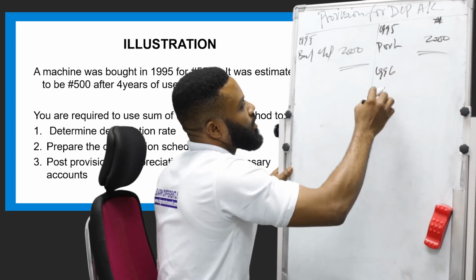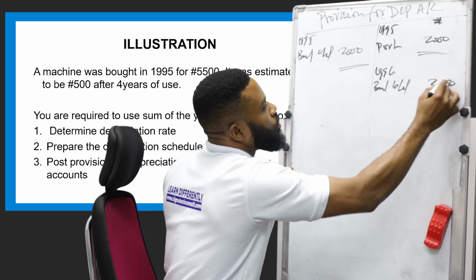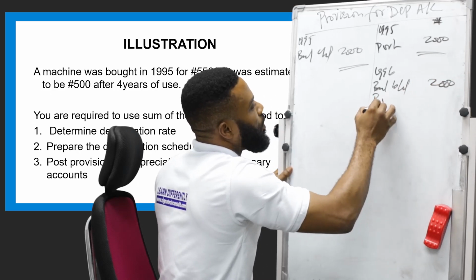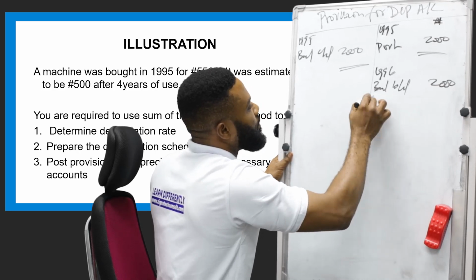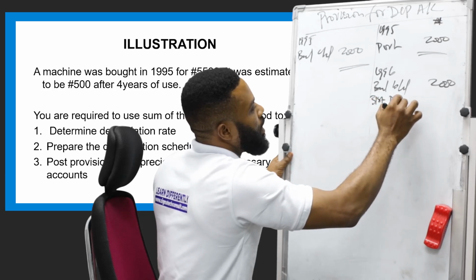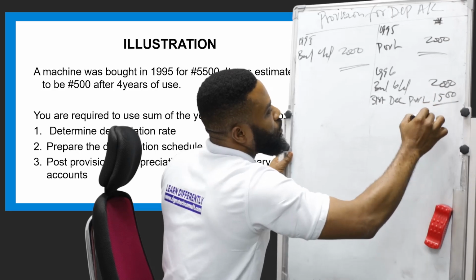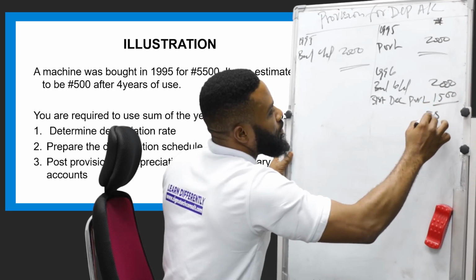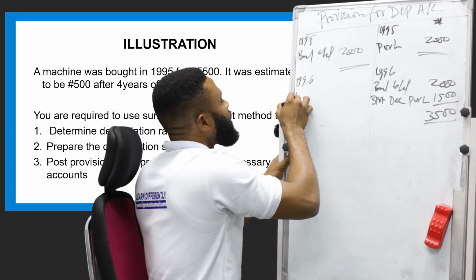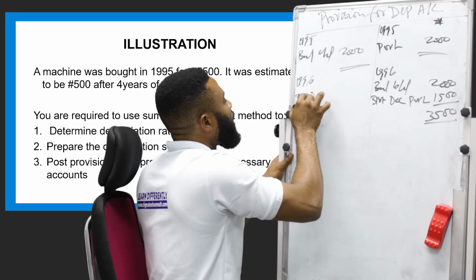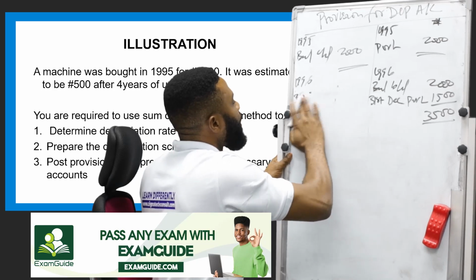Then you come here, 1996, you have your balance brought down, 2,000, and then you add profit or loss. That's 31st December. P or L is 1,500. So you have 3,500 here, and then you have 1996, 31st December, you have your balance carried down.